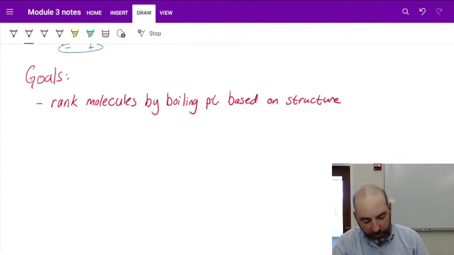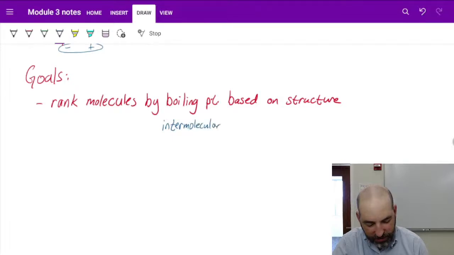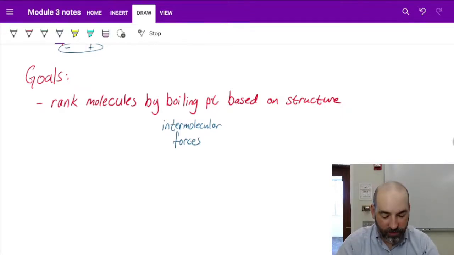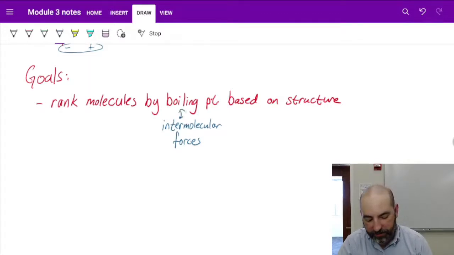And then another part of that is intermolecular forces, which are what control boiling point. So the higher the intermolecular forces, the stronger the attractions, and the higher the boiling point, the more energy it takes to boil, to split those molecules away from each other. So those are basically the same thing.